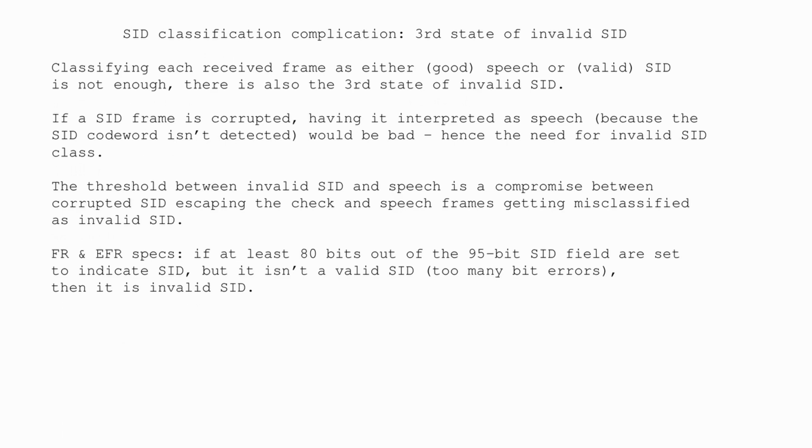There will always be some times where speech will get misinterpreted as invalid SID, and the frame will get dropped, or sometimes vice versa in really unusual conditions. You might get a SID corrupted so badly that it misses a check. But the idea is to tune your threshold so that these unfortunate events will be as rare as possible. That's engineering trade-offs and compromises.